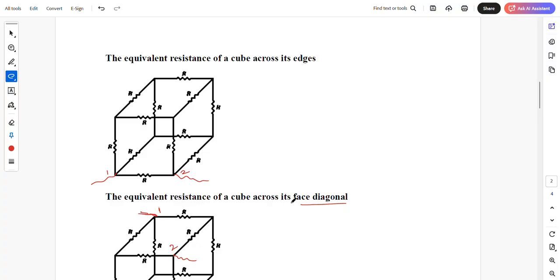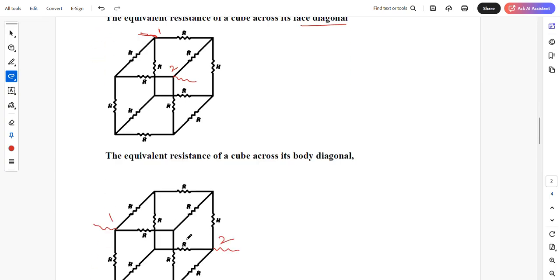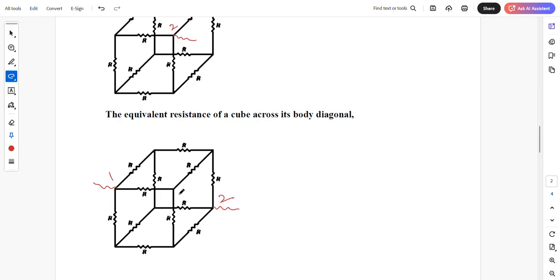For the face diagonal, this is 1 and this is 2. I have considered the equivalent resistance between 1 and 2, you have to calculate. Where is the body diagonal? For the body diagonal, this is 1 and this is 2 I have taken. You are supposed to calculate the resistance between 1 and 2 here. That is called the body diagonal. How to calculate? I will give one simple trick to remember.